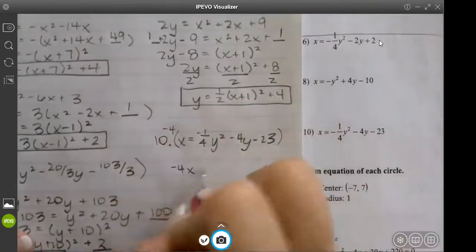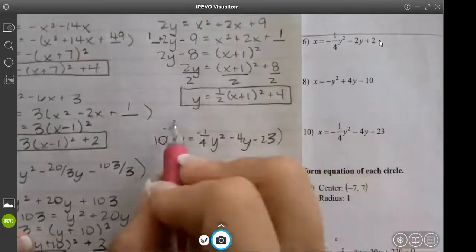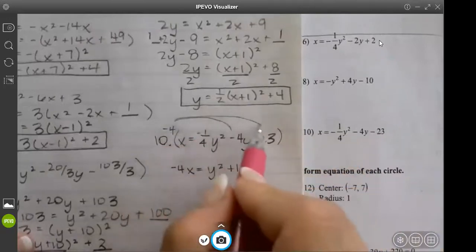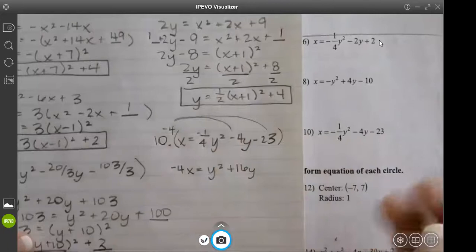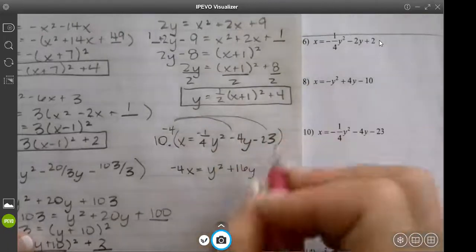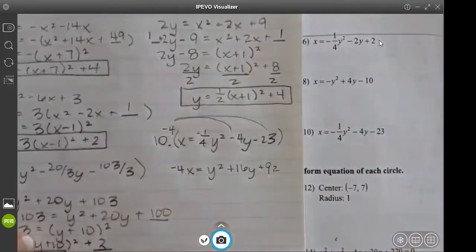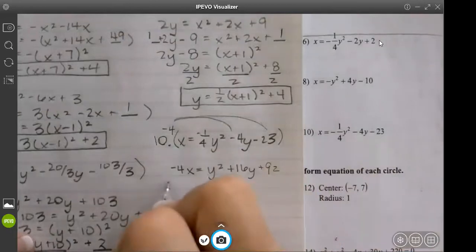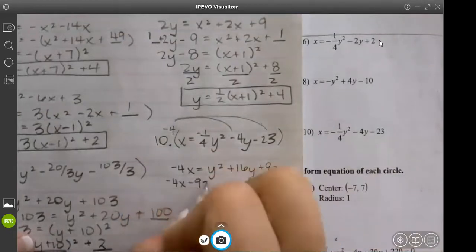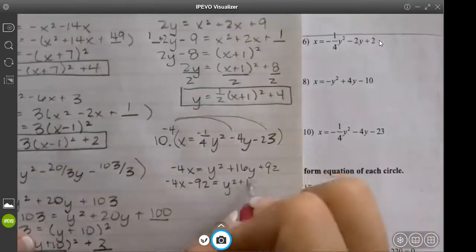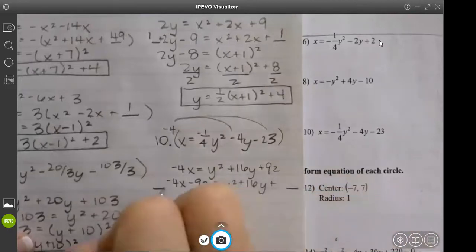So we get negative 4x equals a positive y squared. A negative times a negative makes a positive 16y. And then 23 times 4 is 92, and it's going to be a positive. Move your 92 to the other side. So negative 4x minus 92 equals y squared plus 16y plus blank.